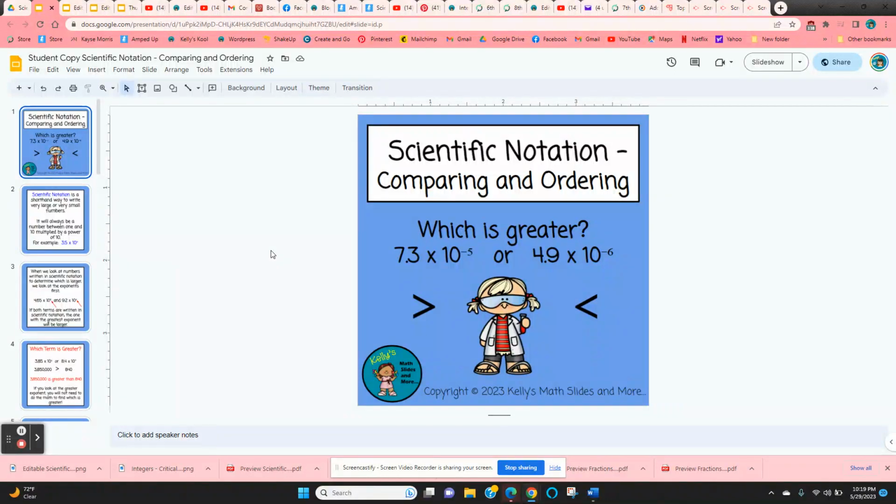Scientific notation, comparing and ordering. This is a digital lesson. This follows the introduction to scientific notation when students know what it looks like. Now they have to determine which is greater. So they're given two numbers and they have to just determine which is greater.